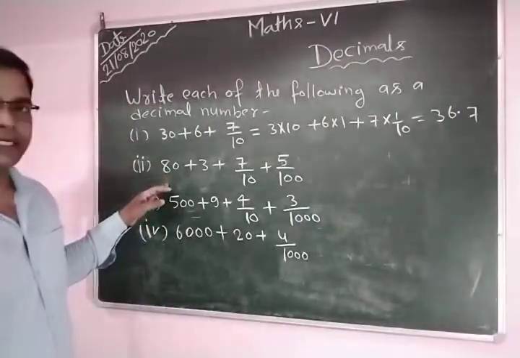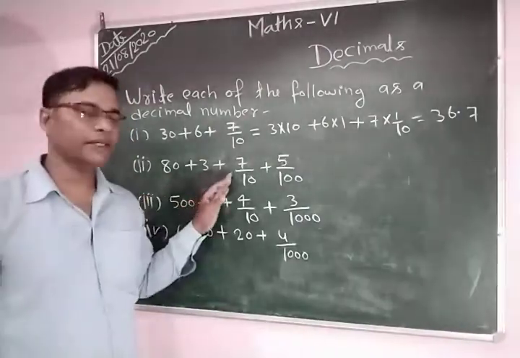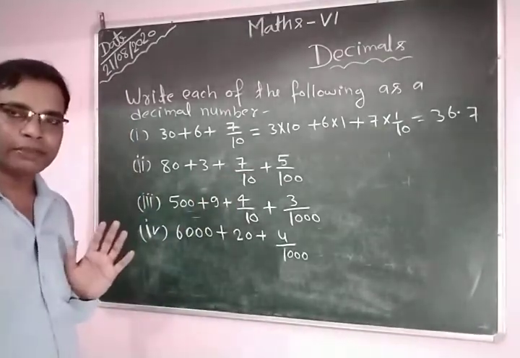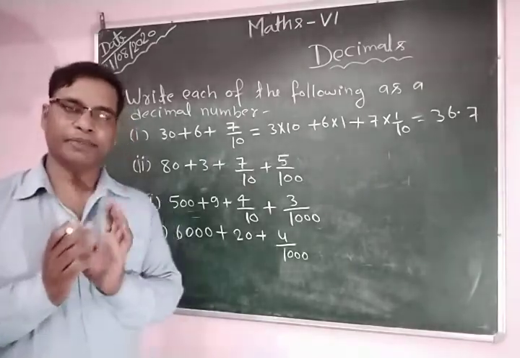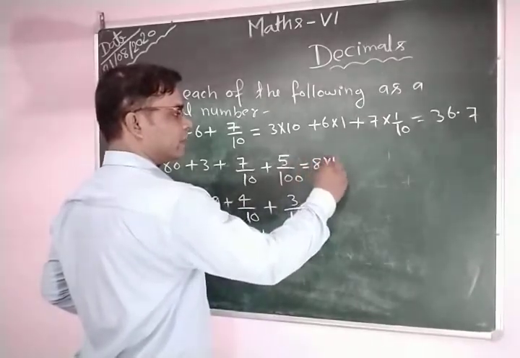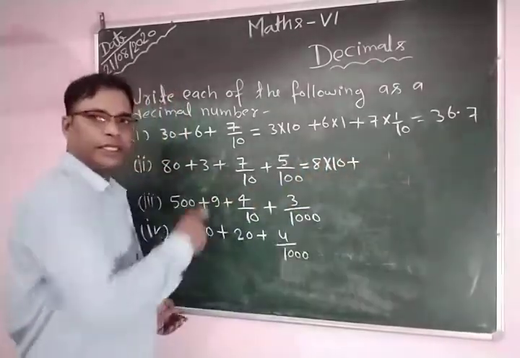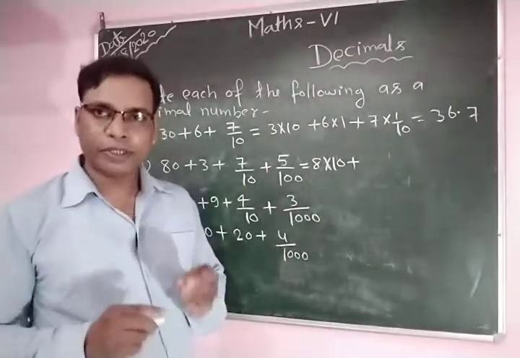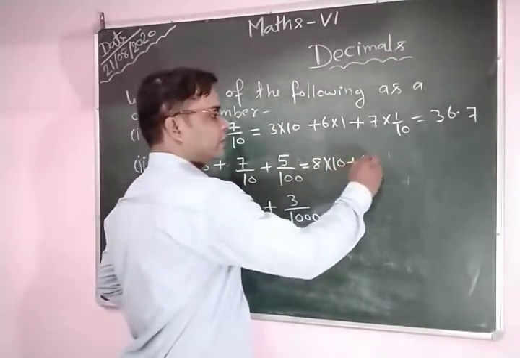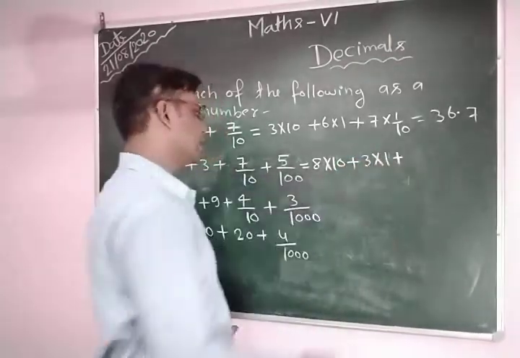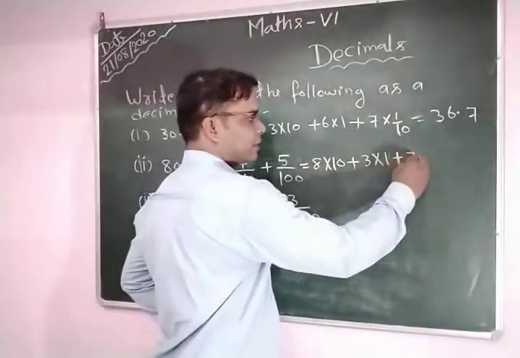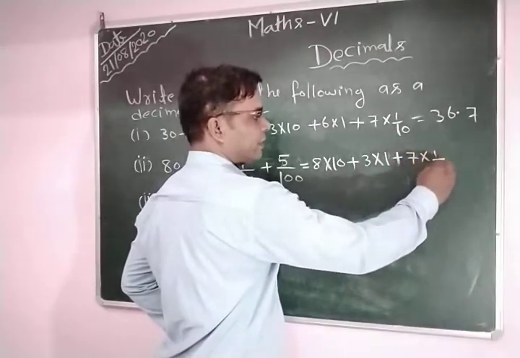And next is 80 plus 3 plus 7 by 10 plus 5 by 100. So 80 you can write as 8 into 10. It means that we write this number in the tens place. Okay. So 80 you can write 8 into 10 plus 3. We can write 3 into 1. It means that we write this 3 in the ones place. Okay. 3 into 1 plus 7 by 10. 7 by 10 you can write 7 into 1 by 10.